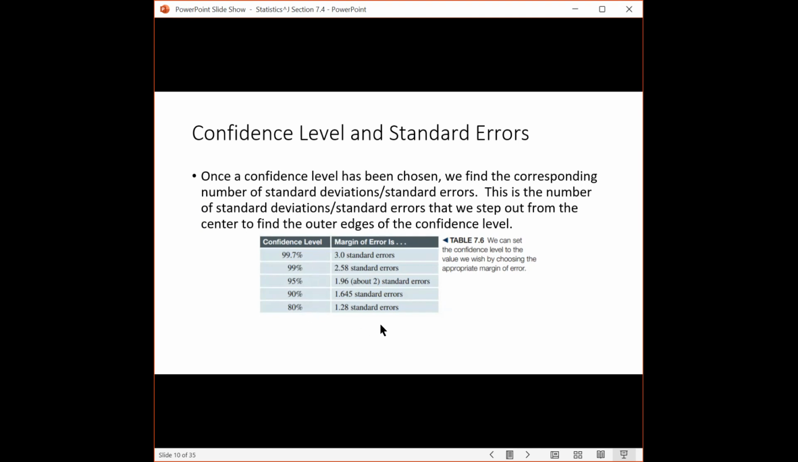As we've already talked about, 95% is about 2 standard errors. I guess this table doesn't even include 68. So 68% would go with 1, 80% goes with roughly 1.28, 90% with 1.645, and 95%, the most common one, goes with 2. I believe throughout this video and the homework they have you use 2. Then 99% is 2.58, and 99.7% goes with 3.